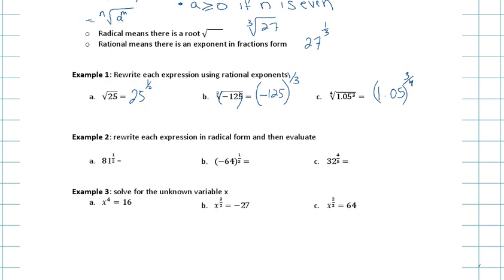Okay. The next question is asking you to go from rational to radical. So I have 81 to the power of a half. That's the square root of 81, and it's asking you to evaluate. It's asking you to rewrite each expression in radical form and then evaluate. So what would be the square root of 81? It's equal to 9.